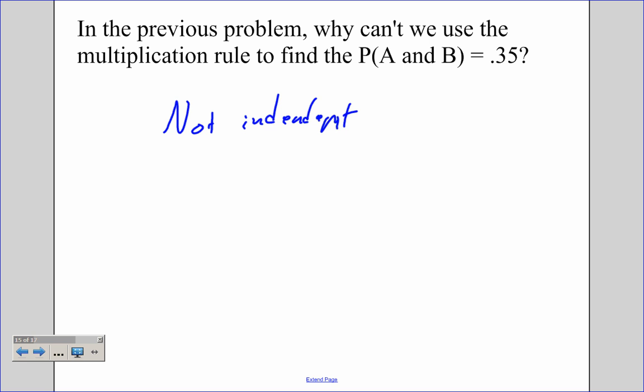Independent. I just messed up writing that. Let me try that again. Independent.